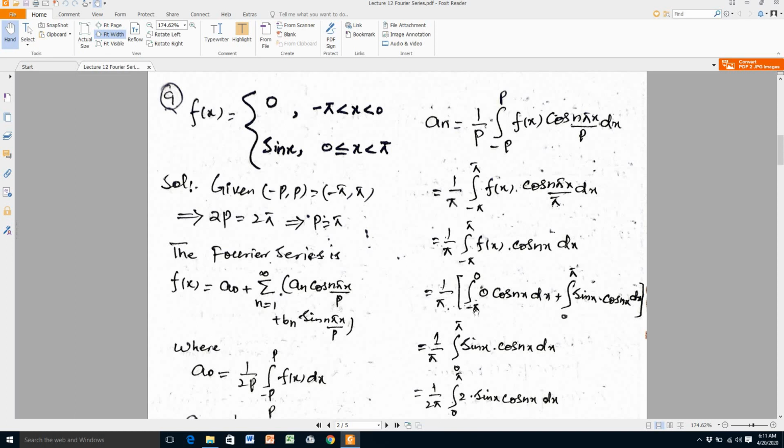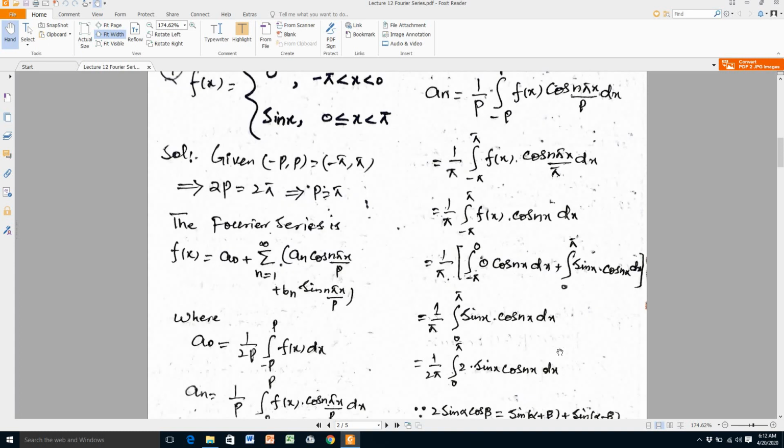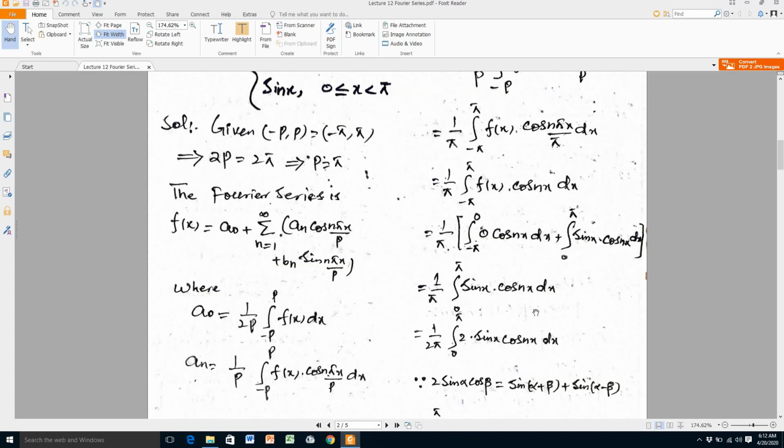according to the given intervals. So in this way we get the first, minus pi to 0. Here the value of the function is 0, as you see here, and then cos nx dx, plus from 0 to pi sine x times cos nx dx. You know that the first part becomes 0, and we get 1 over pi integral from 0 to pi of sine of x cos nx dx. And we know that there is no direct formula to integrate this function.